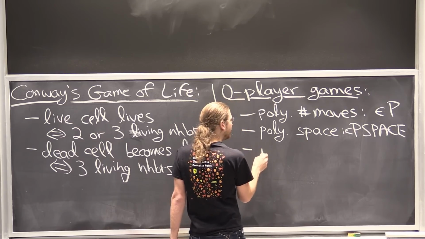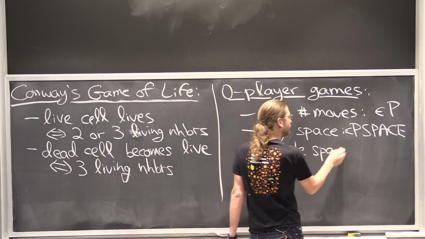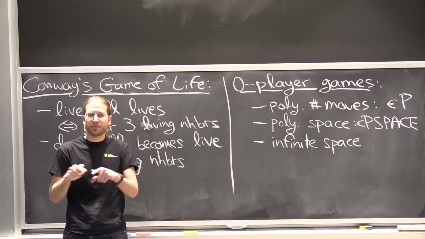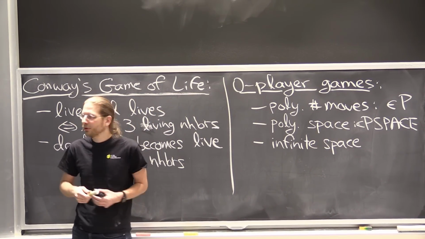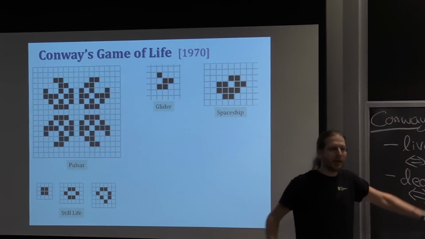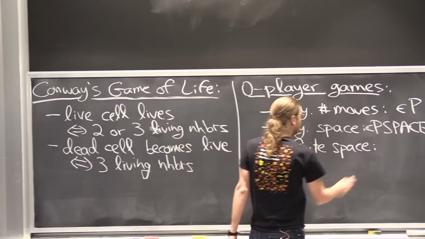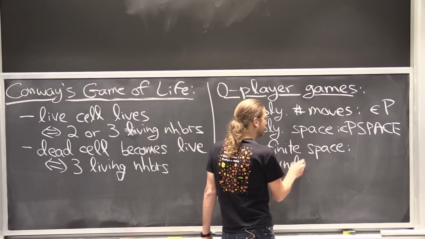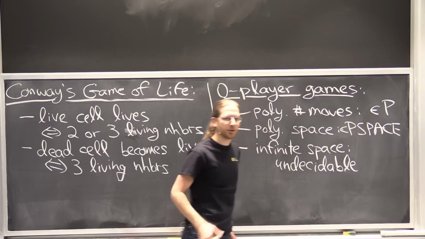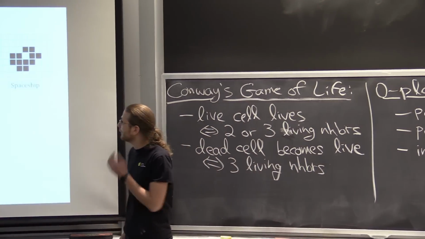But if we have infinite space, normally we can't think about infinite space, but with life it's meaningful to have an infinite board, but initially only a finite rectangle has any stuff in it. So if you just encode all of the positions of the living cells and say, well, everything outside of that is dead, then you can think about infinite space. And here we will get that the problem is undecidable. So there is no finite algorithm to solve it. So that's cool. And I'm going to tell you a little bit about both of these.